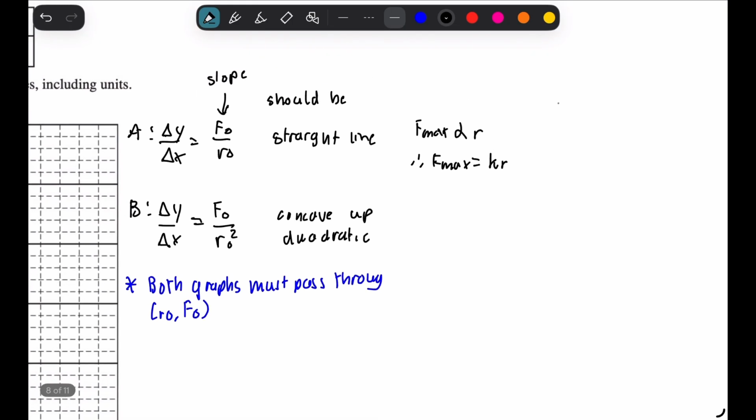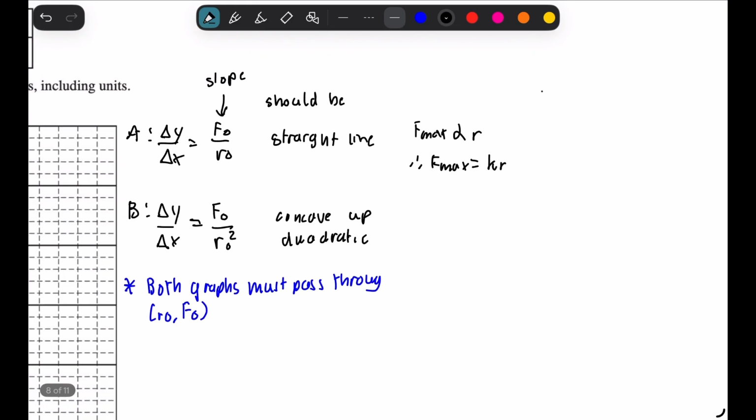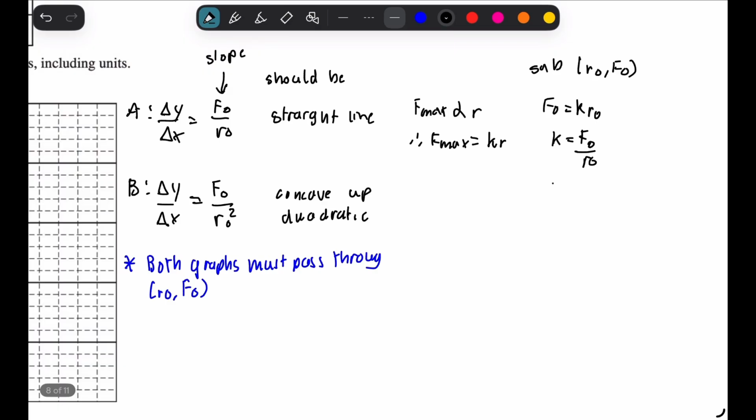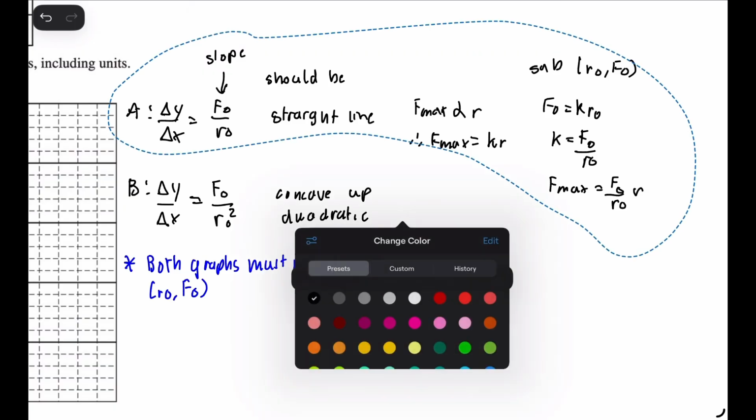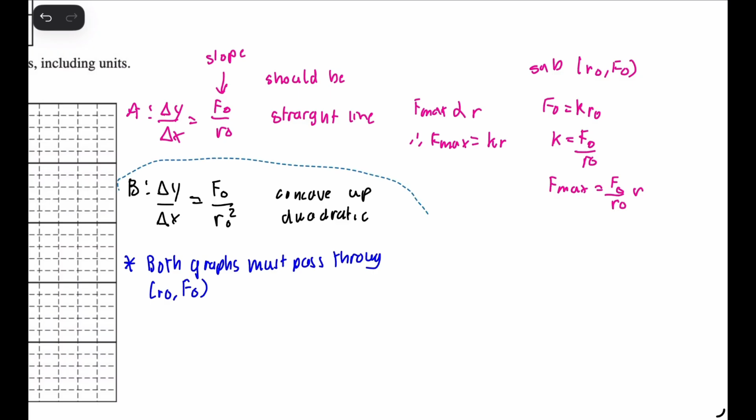Now we can use our point R initial, F initial, and then you're going to get F initial is equal to KR initial. Then you solve for K, that's going to be F initial over R initial. So for graph A, you're going to have F max is equal to F initial over R initial times R. And let's indicate all this work is for graph A.